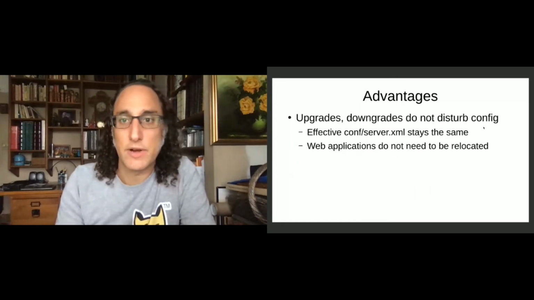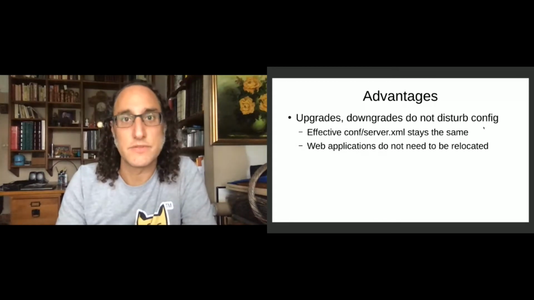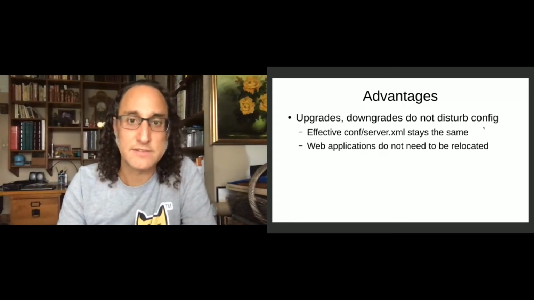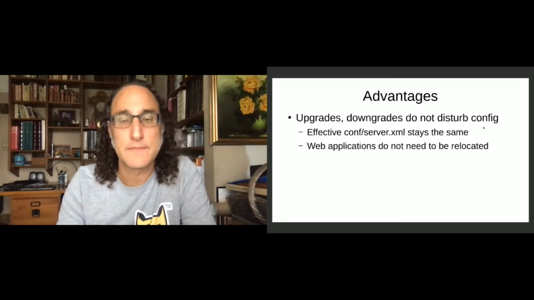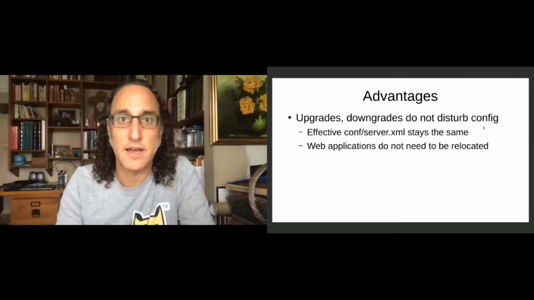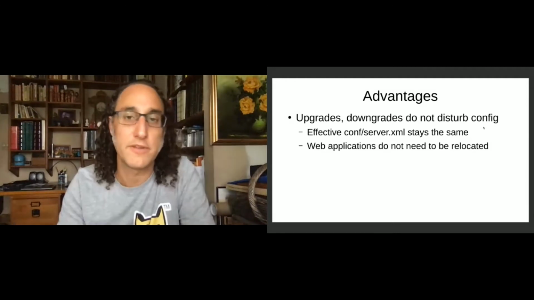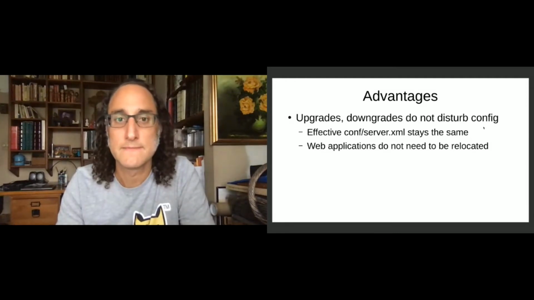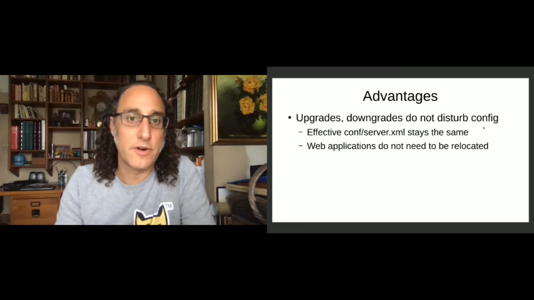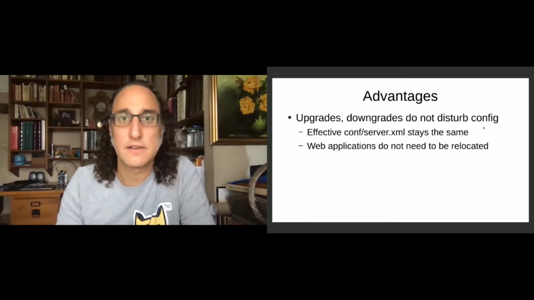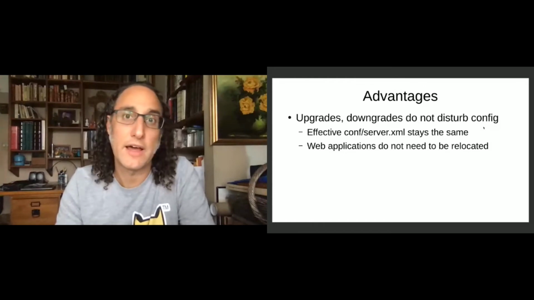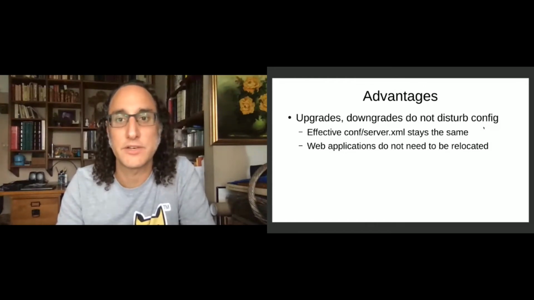So upgrades and downgrades don't disturb your configuration, which is very important. The server.xml that you're using is always staying the same. So if you unpack a new version, say you're going from Tomcat 9.0.35 to 9.0.36, and the server XML has changed in the stock deployment, you don't need to worry about that because your server XML is not being changed at all. Your web applications don't need to be relocated. You don't have to worry about overwriting any configuration files.